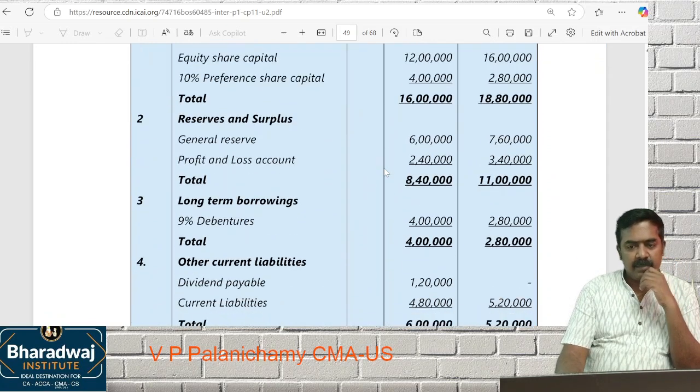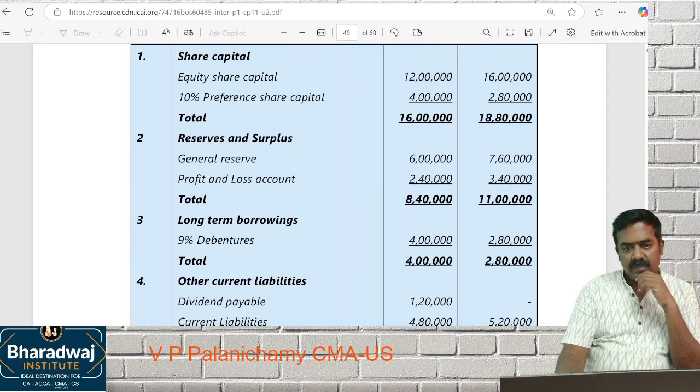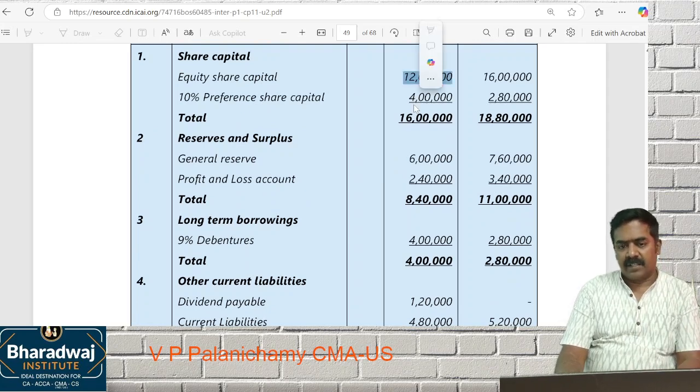Cash flow statement, practical question number 12. Share capital has increased. Preference share capital has reduced. What is the meaning? We issued equity shares but redeemed what? Preference shares. Issued equity shares, redeemed preference shares.